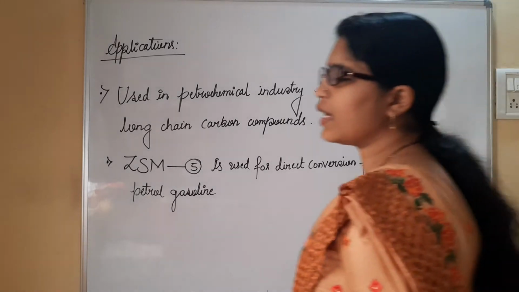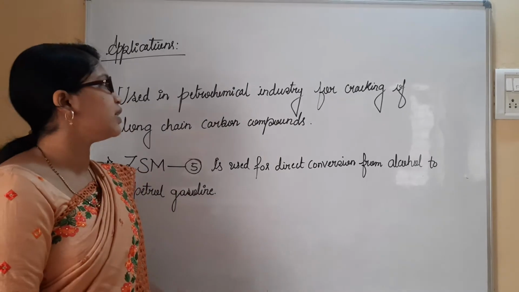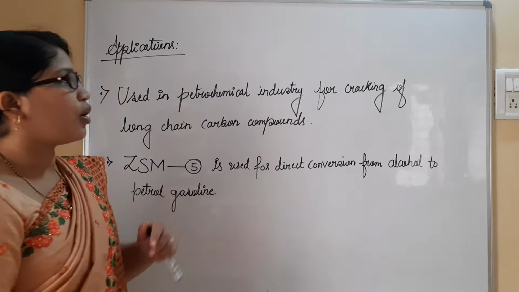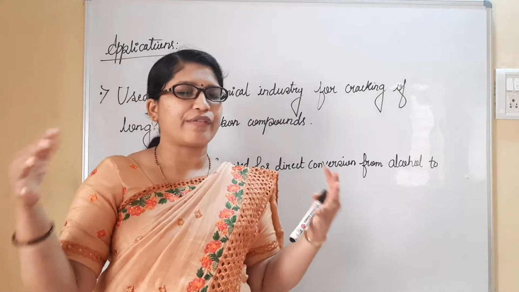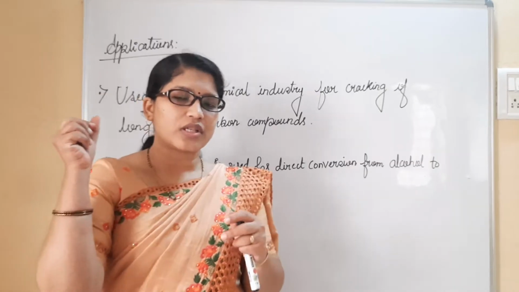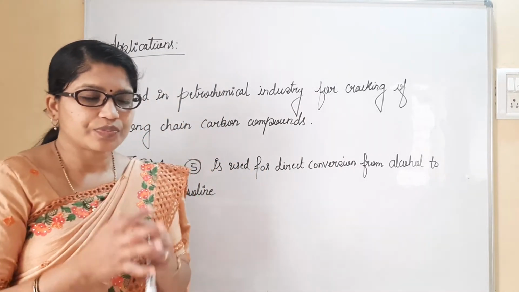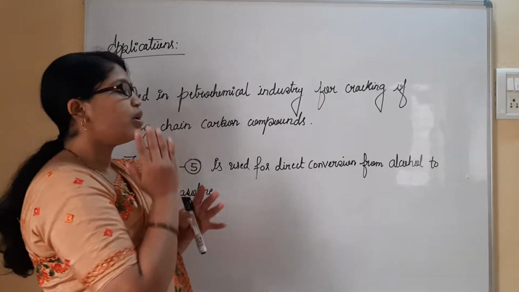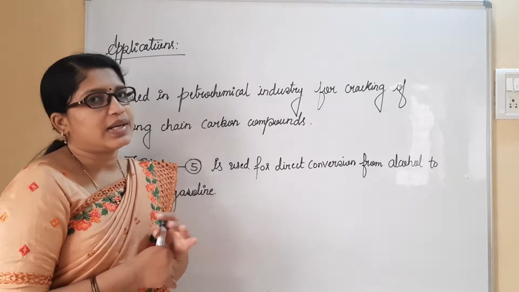So when you see applications of shape selective catalysis, we would write 2 applications here. First, it is used in the petrochemical industries for cracking of long chain carbon compounds. Long chain carbon compounds made by catenation are very strong. In order to break the bond, we need to provide higher energy. Along with that, we use shape selective catalysts to break the bonds between the carbon atoms. So we generally use them in petrochemical industries.